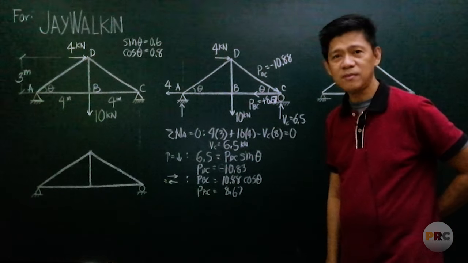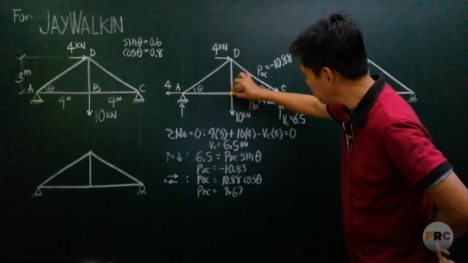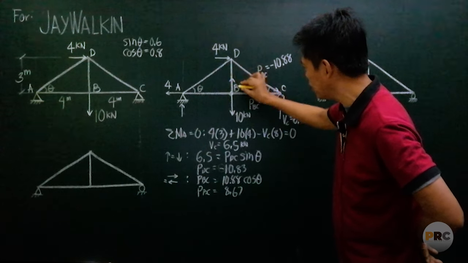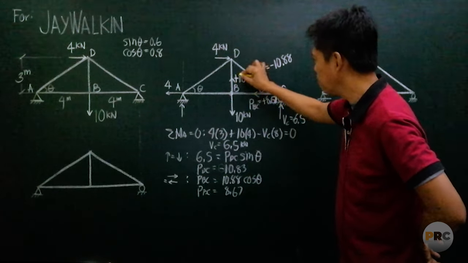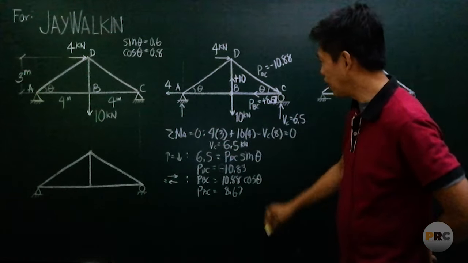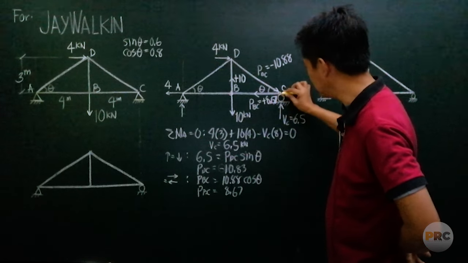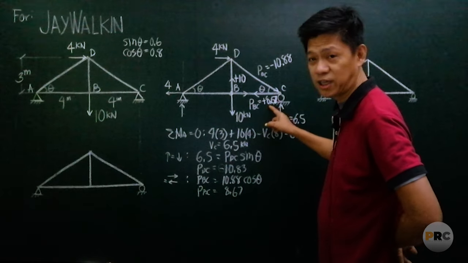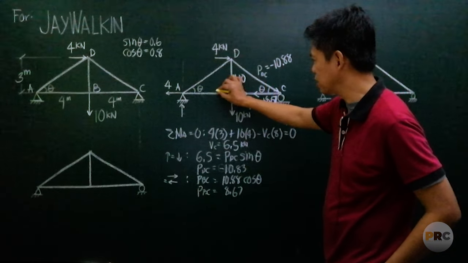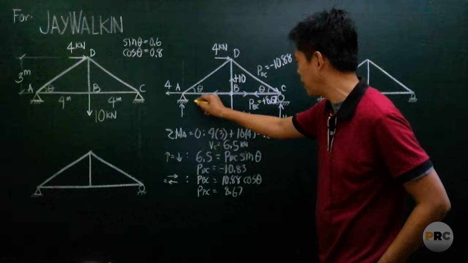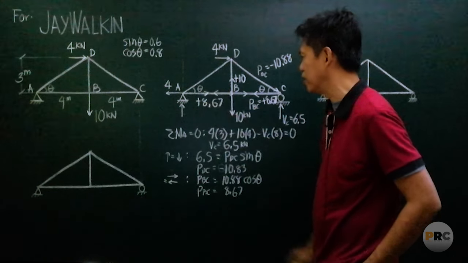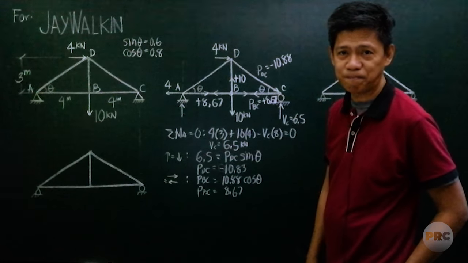8.67. Now moving to joint B, force down equals force up. So this is also tension. So this is plus 10. So at joint B, this is tension. So at B, this is also tension, 8.67. So force right equals force left. So this is also plus 8.67. So this is 8.67, right?